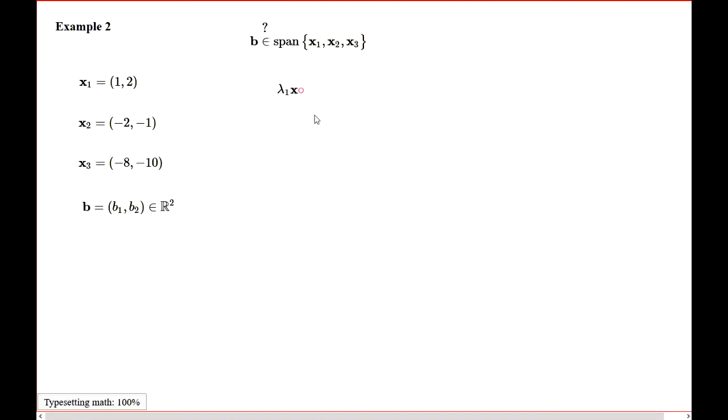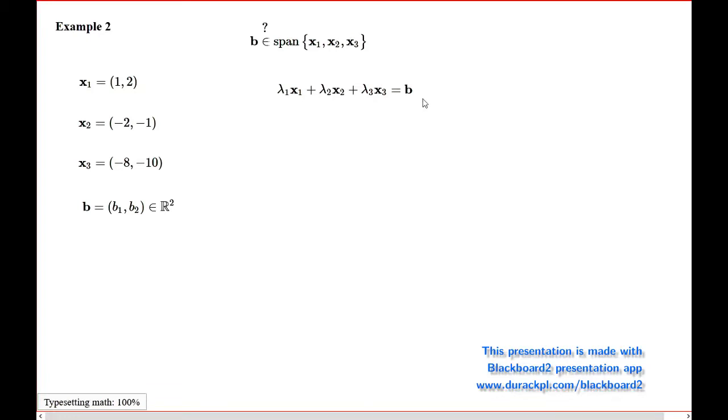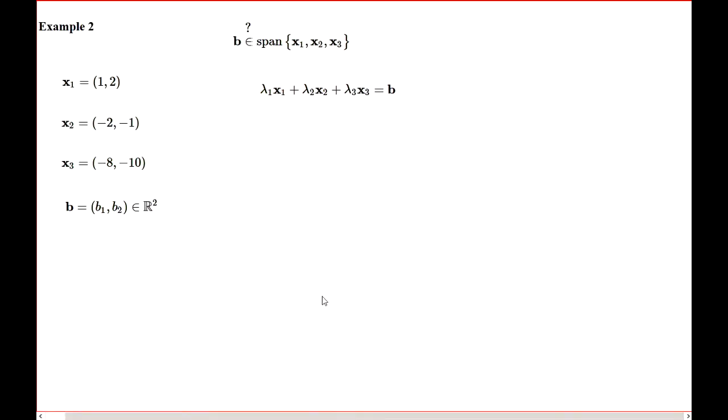We spell out the linear combination of my x vectors, introduce these unknown coefficients, and raise a question whether we can find B like this. Whether we can find coefficients like this. Lambda B, we don't have to look for B. This is a system of linear equations.